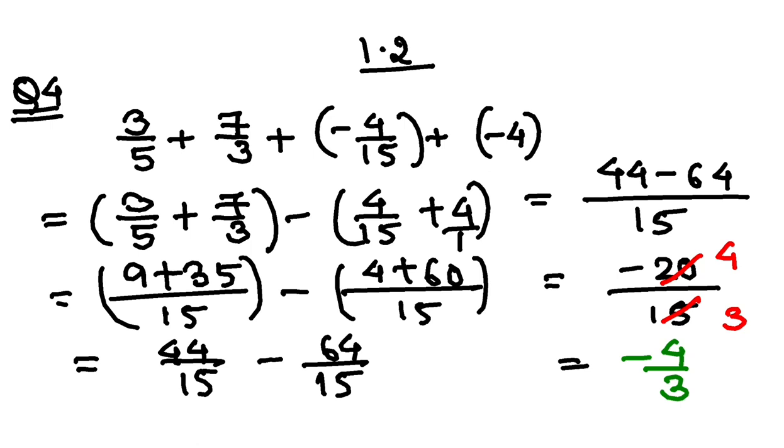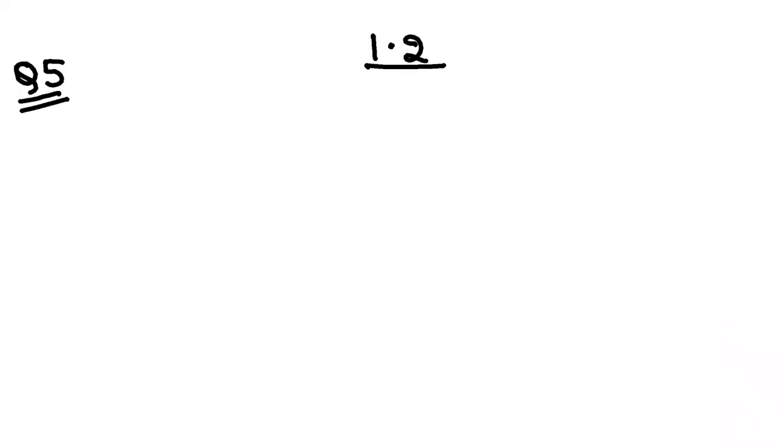Alright, very simple. I think you can do this. Rest of the questions please attempt. Now let us go to question number 5. Now in question number 5, two terms are given. You have to subtract the first term from the second term. Let me take question number 2 for you people. The two terms are minus 4 by 5 and 3 by 5.